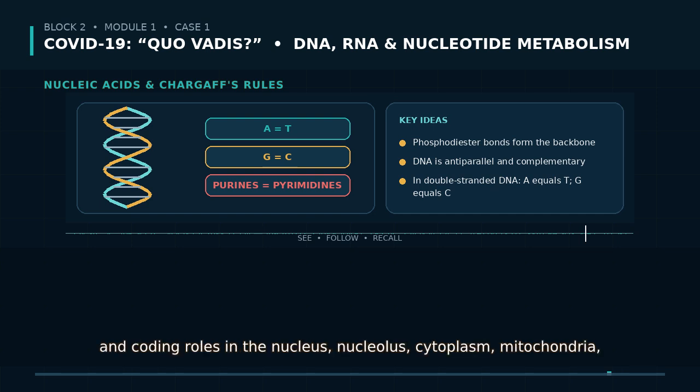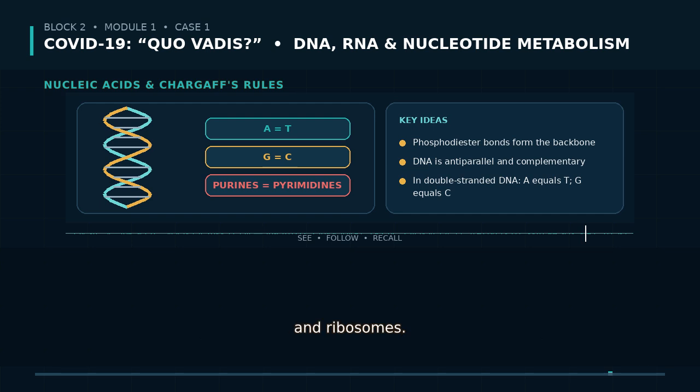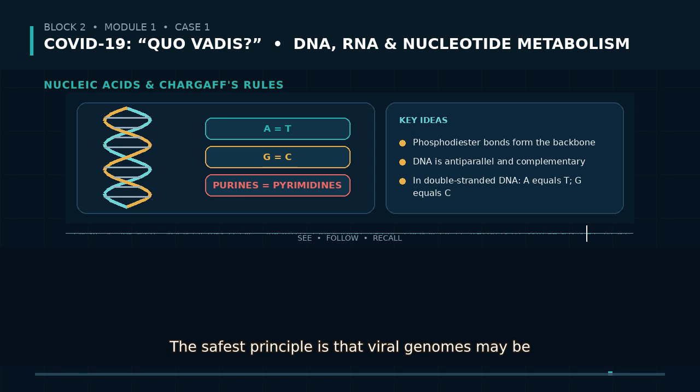Chargaff's equalities do not have to hold in single-stranded nucleic acid. The notes give bacteriophage Phi X174 as an exception because its genome is single-stranded DNA. Without a continuously paired complementary strand, its amount of adenine need not equal thymine, and guanine need not equal cytosine.